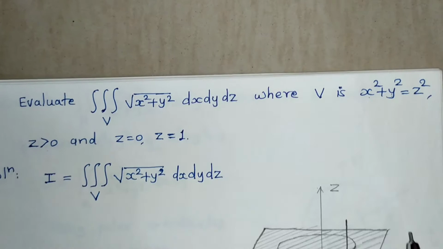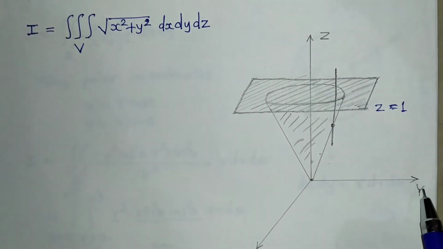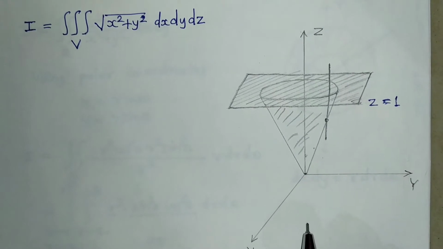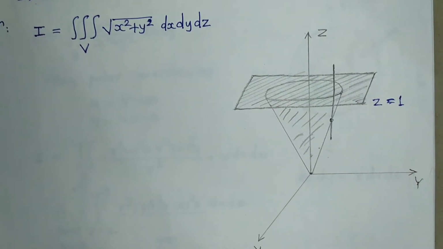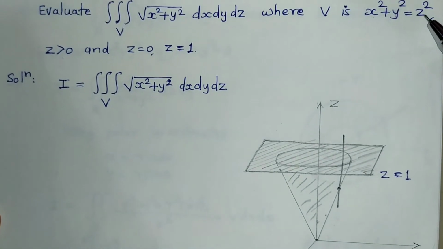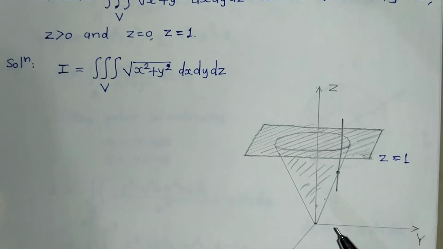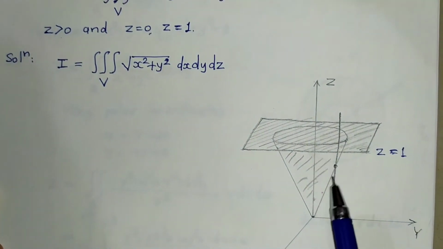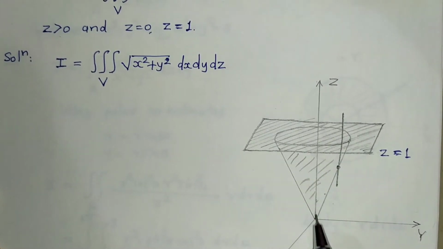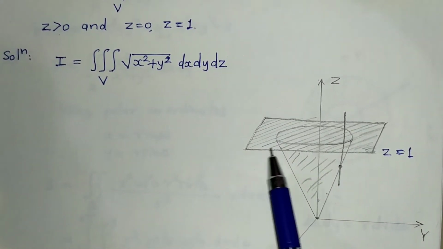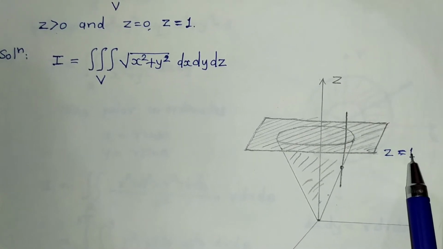Now look at this diagram. These are the coordinate system, x axis, y axis, and this is the z axis. We know that x square plus y square is equal to z square is the equation of a right circular cone, whose axis is along the z axis and semi vertical angle is 45 degrees. So this is your right circular cone, and this is the plane z is equal to 1.